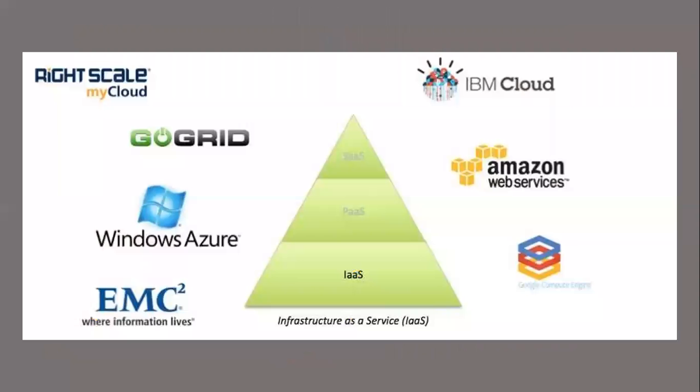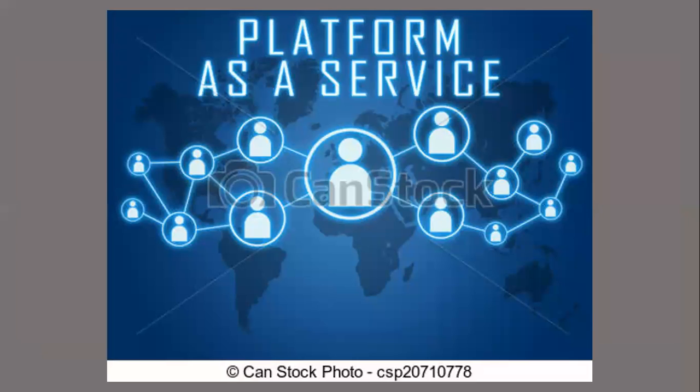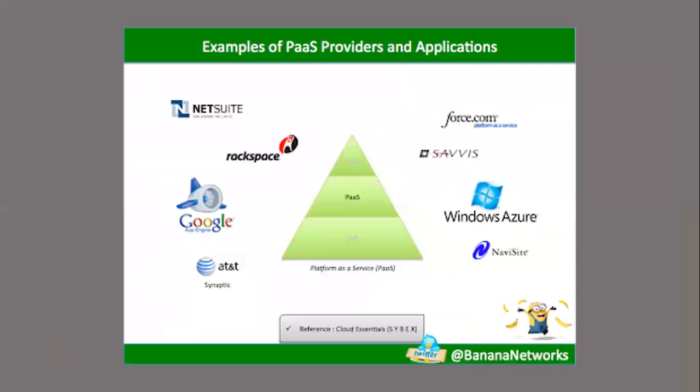Infrastructure services, that is IaaS. These are the examples of IaaS: Windows Azure, Amazon Web Services, IBM Cloud. All of them provide an infrastructure that we can use. It's not for us, it's for network architects. In PaaS, that is platform as a service, examples will include, again, Windows Azure, AT&T, Rackspace, Force.com. These people normally provide a platform on which we can deploy a software.